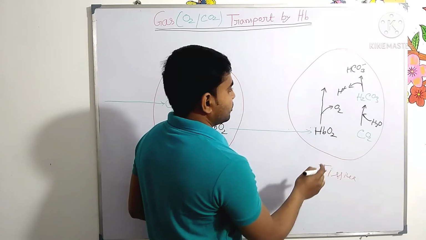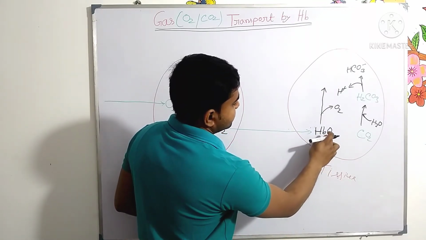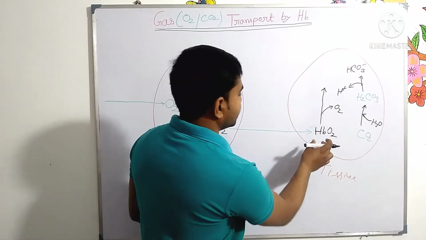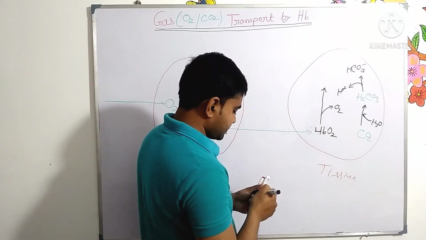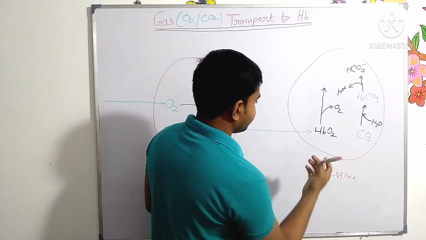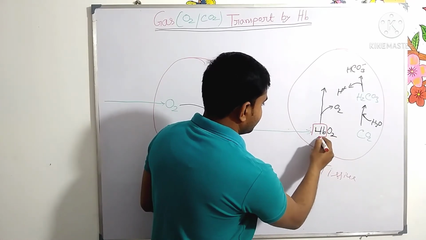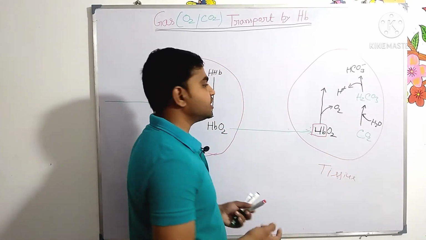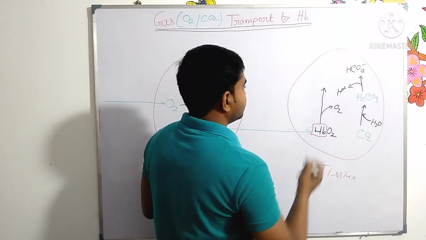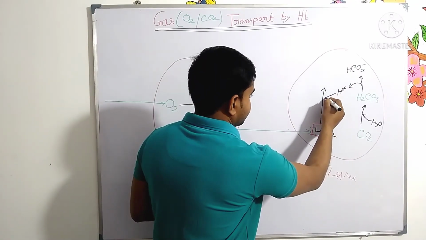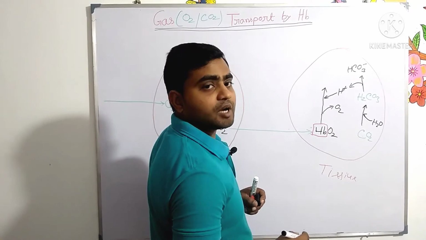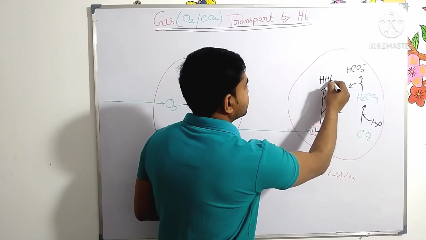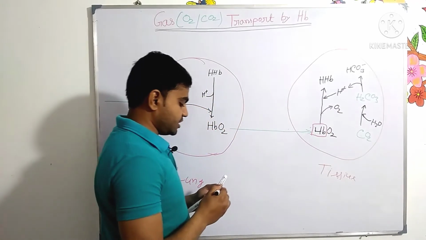Oxygen is released to the tissue. Then this hemoglobin part remains here, because oxygen is released in the tissue. Then this hemoglobin and the released hydrogen ion attach and form unoxygenated hemoglobin, or hydrogenated hemoglobin.